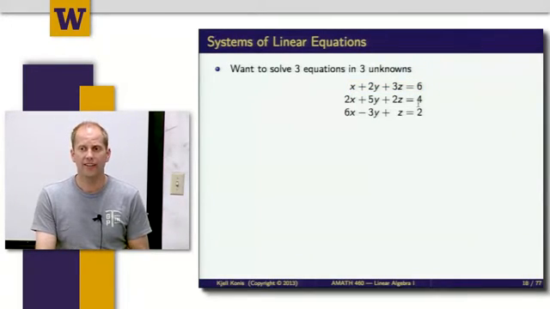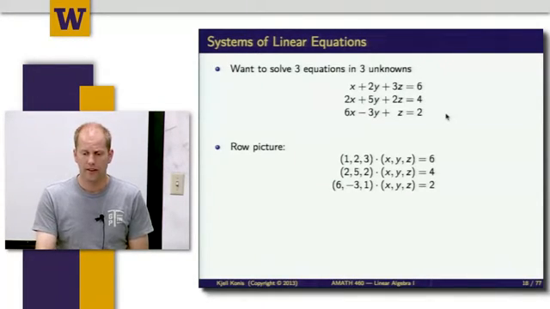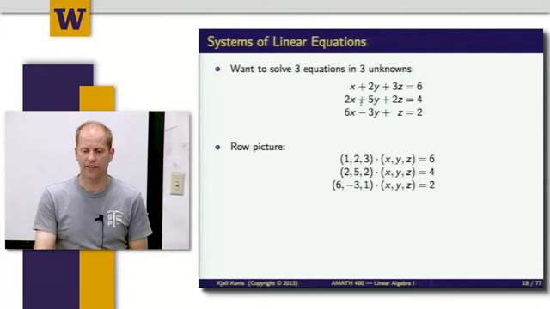And I want to find x, y, and z that simultaneously satisfy all 3 of these equations. So there are 2 ways I can look at this if I try and translate this into vectors. I can look at something called the row picture. That's trying to describe each one of these rows.